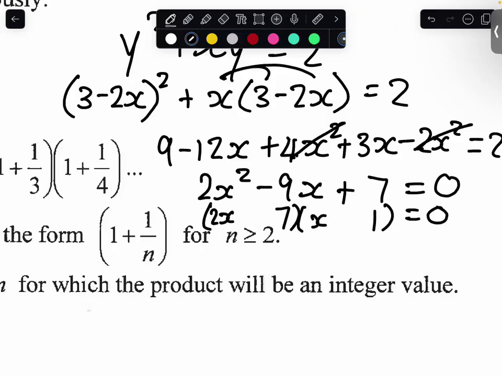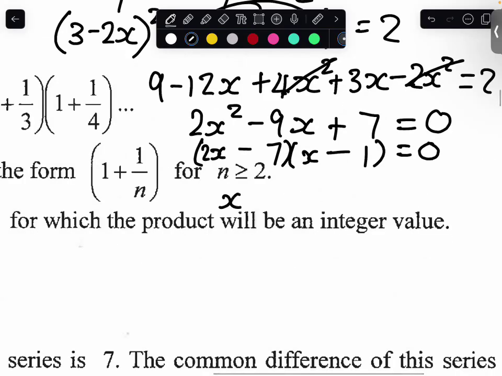The last sign is positive, which means both brackets must get the same sign, and they must get the sign of whatever the middle term is. So in this case, we have 2 brackets equal to 0. We can go into the solution. We have x is equal to 7 over 2, or x is equal to 1.